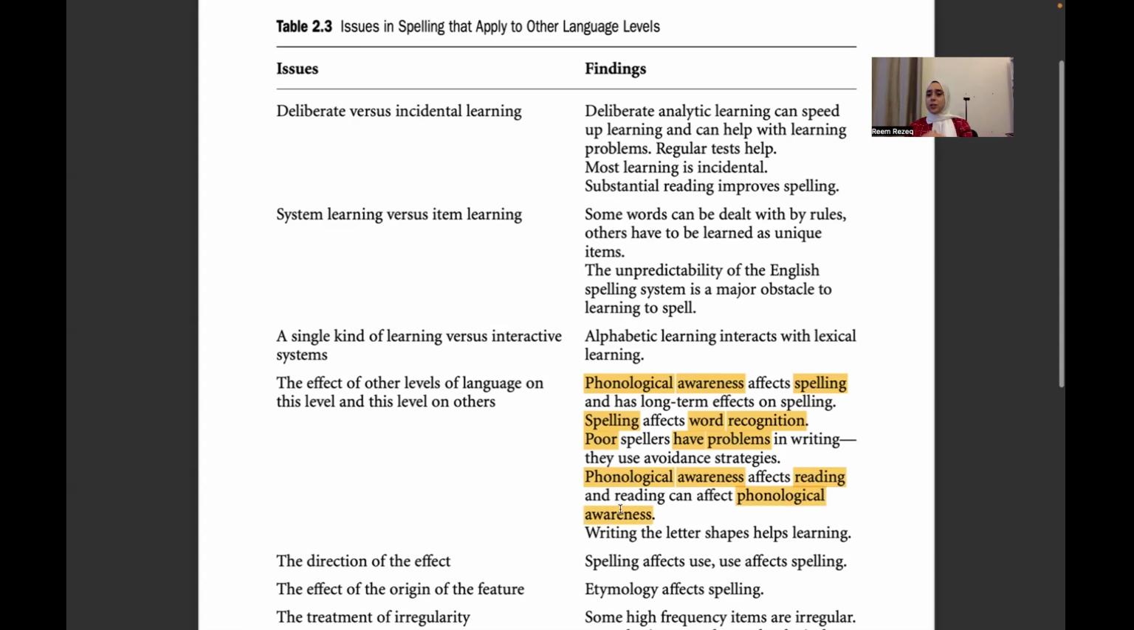So writing the letters also helps learning. Also, writing the shapes, sometimes they have the same shape, as I told you before. Spelling affects use and use affects spelling. All these affect each other. In the end, if you have correct phonological awareness, you will pronounce correctly.